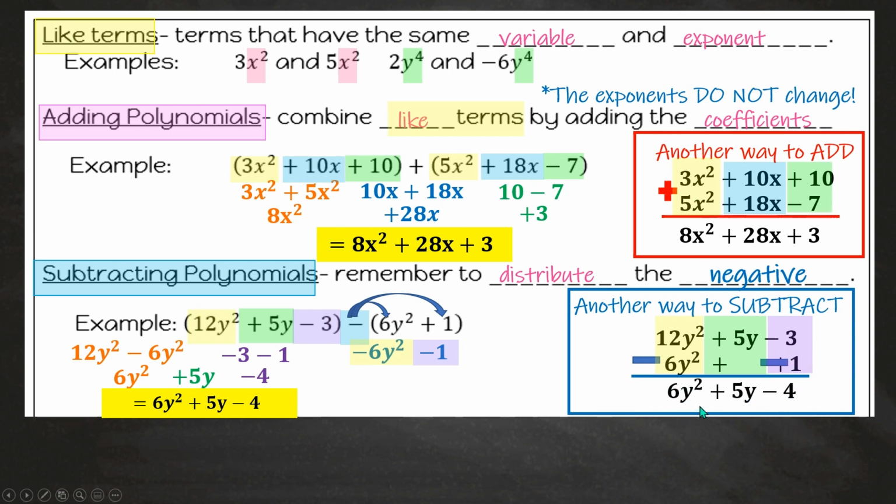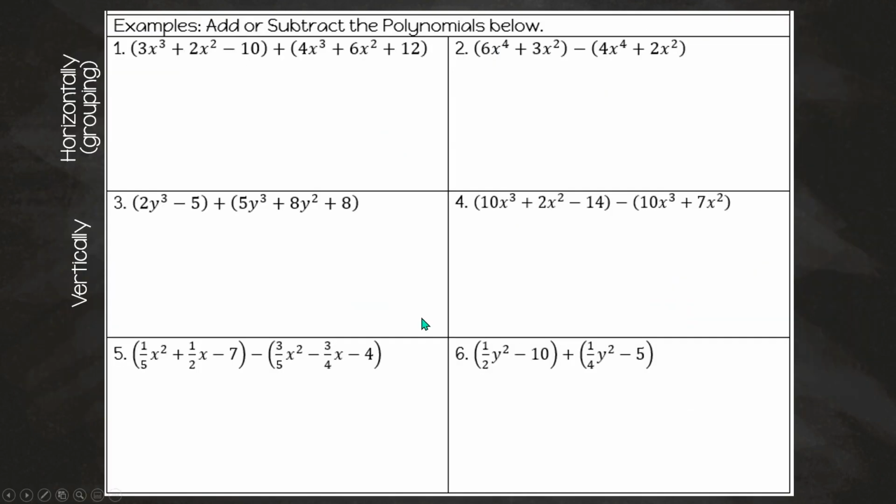So I get 6y squared plus 5y minus 4. Whichever way you prefer to use, whichever way is easiest for you to keep straight is the method that I want you to use moving forward in your practice. We're going to do a few more examples. These first two examples I'm going to do horizontally, or by grouping. And the next two examples, 3 and 4, I'm going to do vertically.